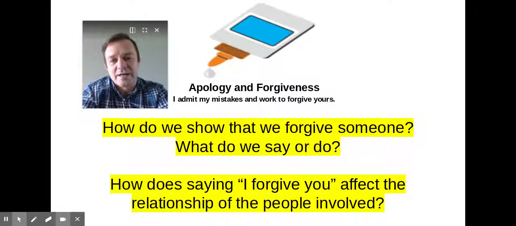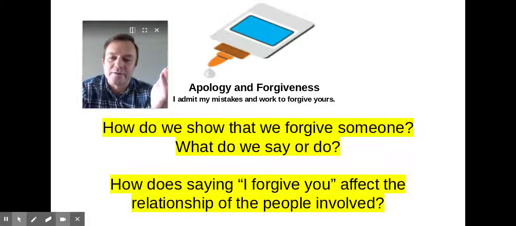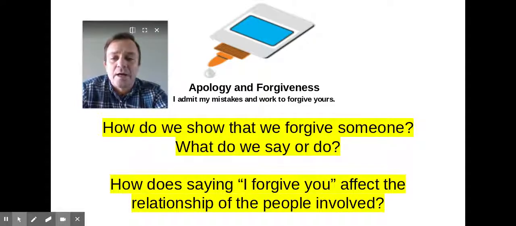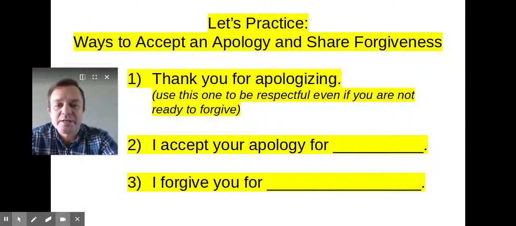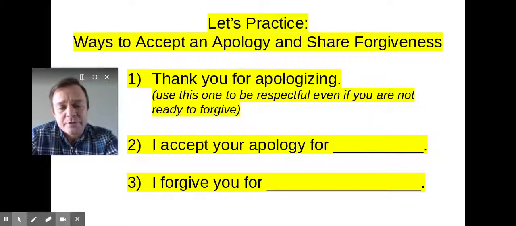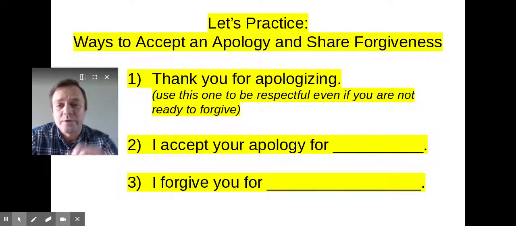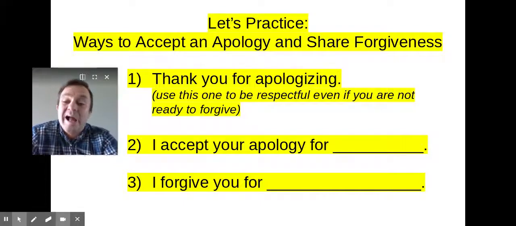So that was the apology side of this tool, but there's also the forgiveness side of this tool. And we want to work to forgive others, but how do we show that we forgive someone? What do we say or do? Just like there are different ways that we can apologize, there are different ways that we can share forgiveness with someone. So after an apology, you want to accept that apology. So, number one, we can say, "Thank you for apologizing." Now, when we're ready to forgive, we want to go beyond that and say something like number two, "I accept your apology for not calling on me in class the other day. No problem." Or number three, "I forgive you for that rude thing that you said. I know that you didn't mean it and that you feel sorry now."